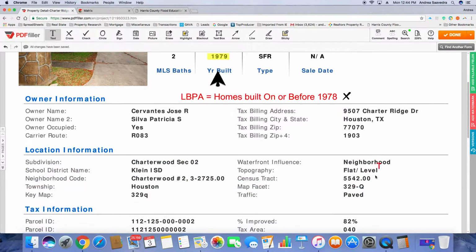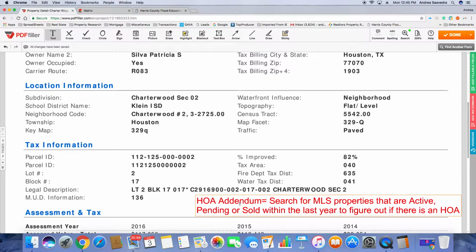Then we go down and we take a look at this part, which is the Homeowners Association addendum.